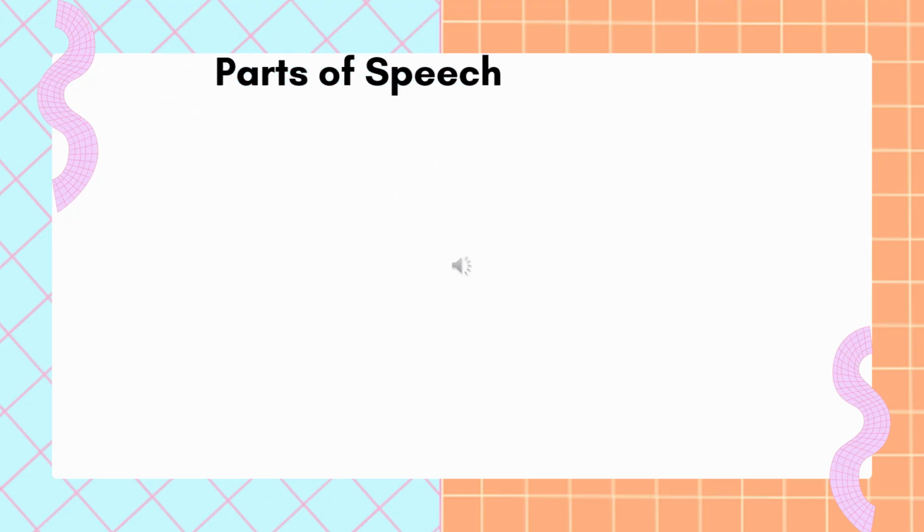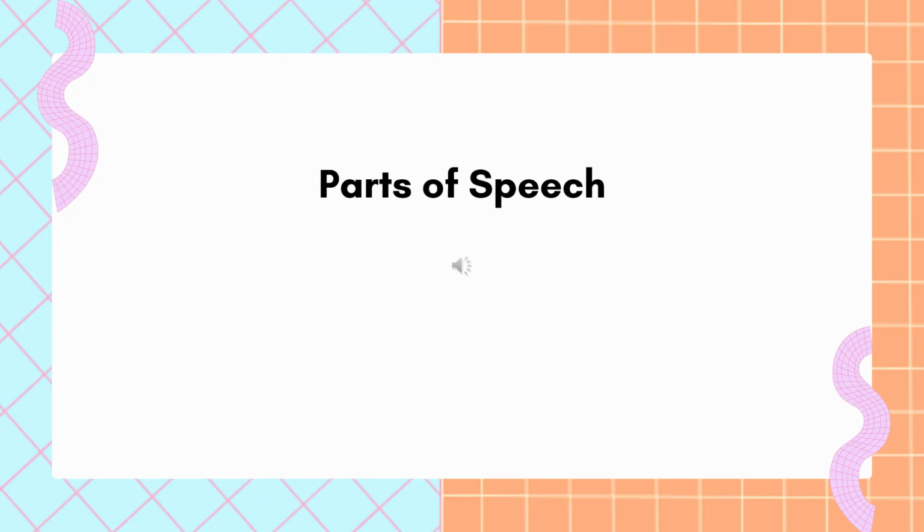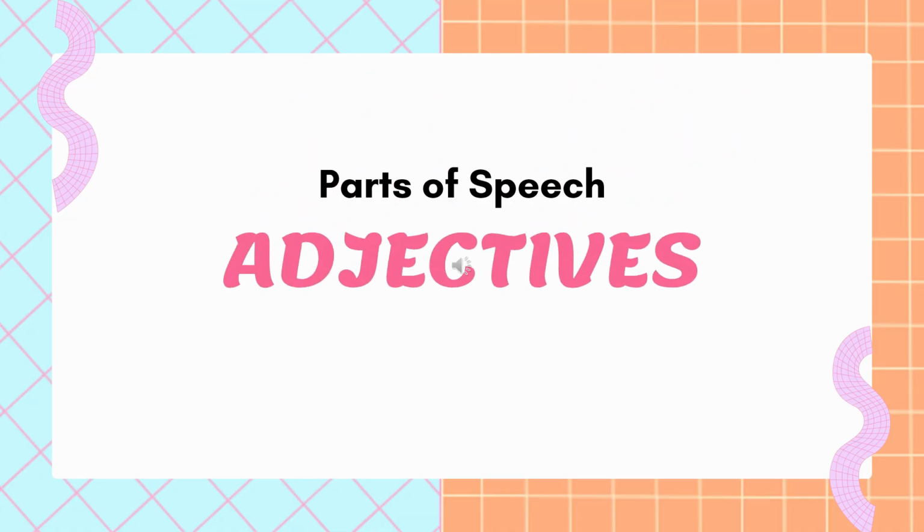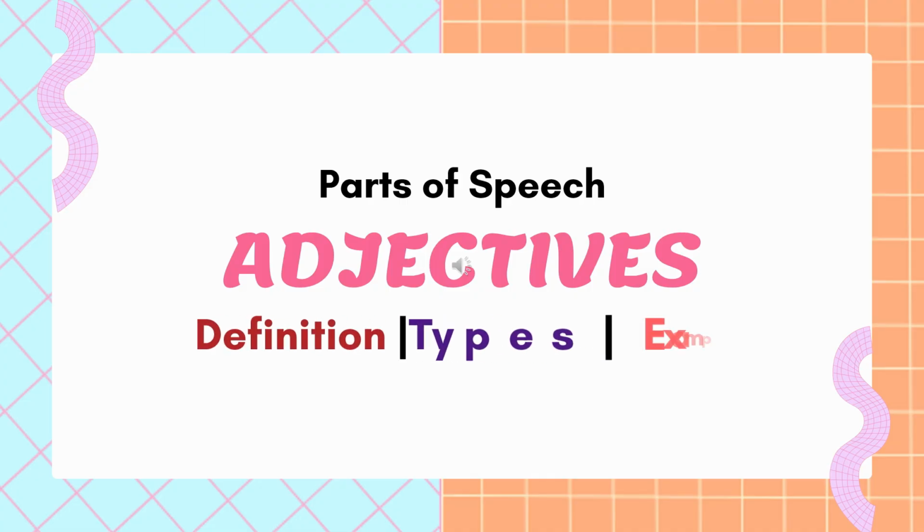In our previous lessons, we built a strong foundation by exploring nouns, pronouns, verbs, and conjunctions in detail. If you missed any of those, you can always catch up on our previous lessons. But now, it's time to add some color and detail. Get ready to make your language more vivid and descriptive, because today, we are diving into the wonderful world of adjectives. Stay with us to discover how these powerful words can bring your sentences to life.